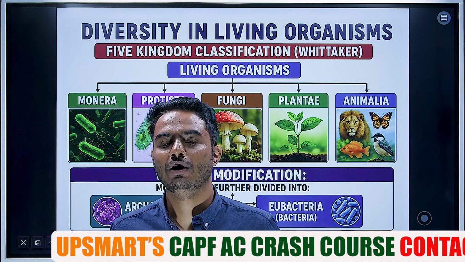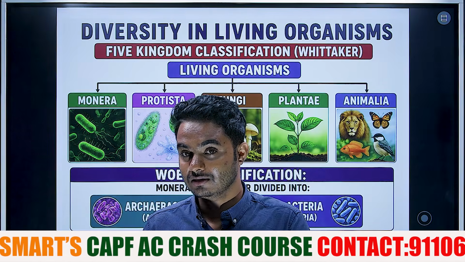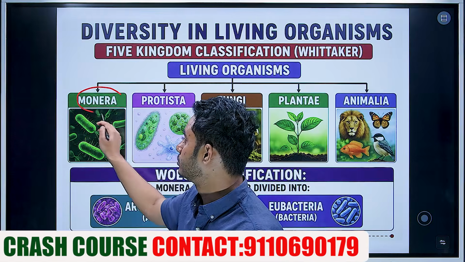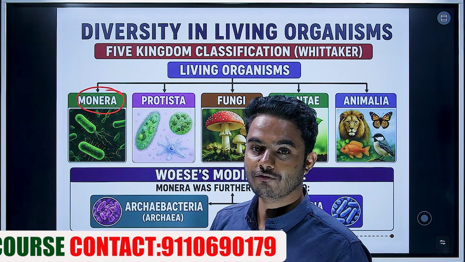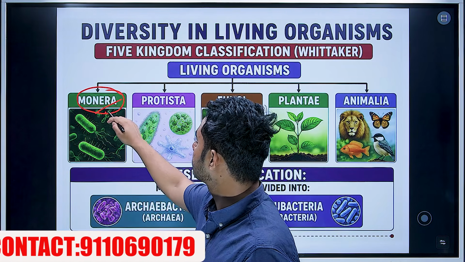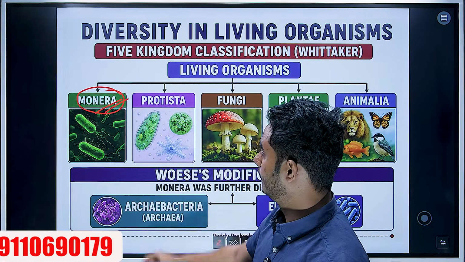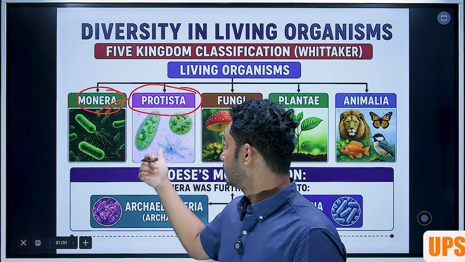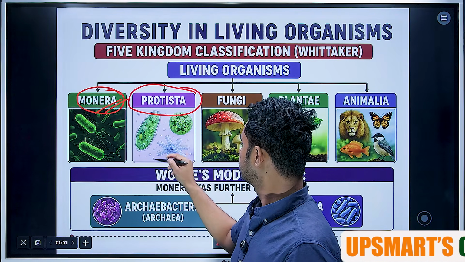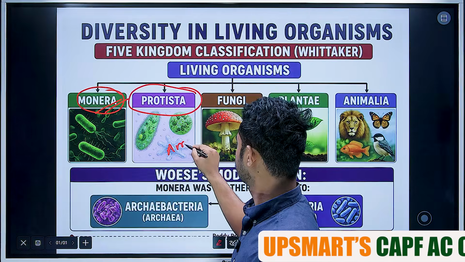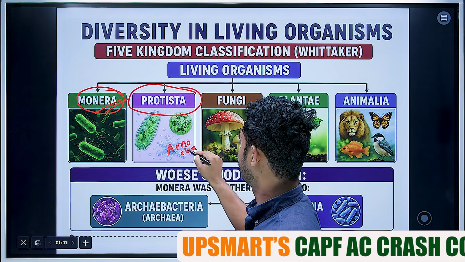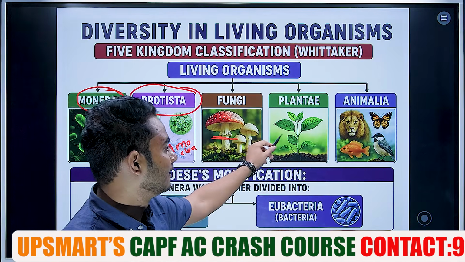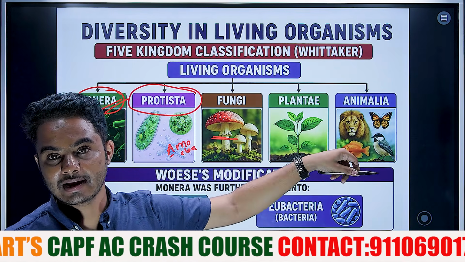But beyond this we have various other diversity, like the kingdom Monera. Majority of bacteria come under this kingdom. Then kingdom Protista comes second, and here come the amoeba and other things. Next comes the fungi, and then the major two, Plantae and Animalia.